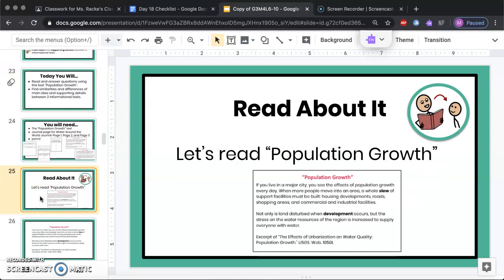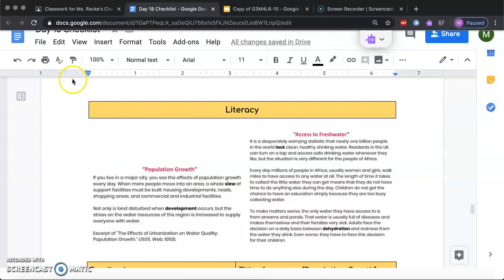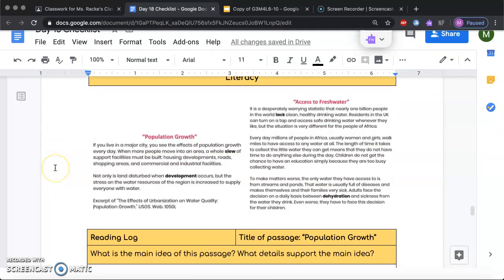So first we're going to read our new passage, Population Growth, and it's going to be on your day 18 checklist. So right here. If you live in a major city, you see the effects of population growth every day. When more people move into an area, a whole slew of support facilities must be built: housing developments, roads, shopping areas, and commercial and industrial facilities. Not only is land disturbed when development occurs, but the stress on the water resources of the region is increased to supply everyone with water.